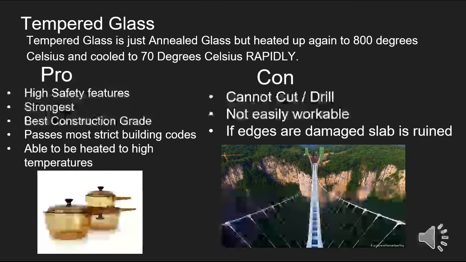And the last glass type I'd like to talk about will be tempered glass. Tempered glass is just annealed glass, but heated up to 800 degrees Celsius and cooled to 70 degrees Celsius, but this time it is cooled rapidly. Some of the pros and cons.